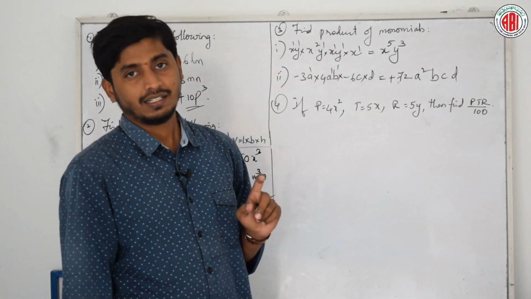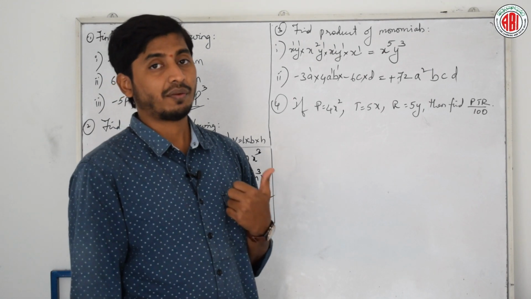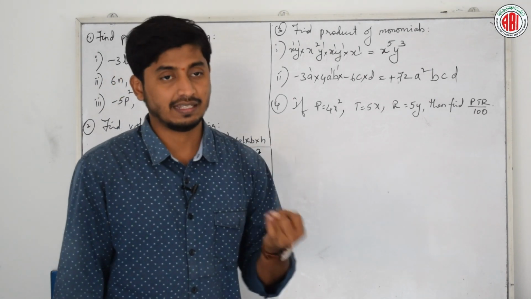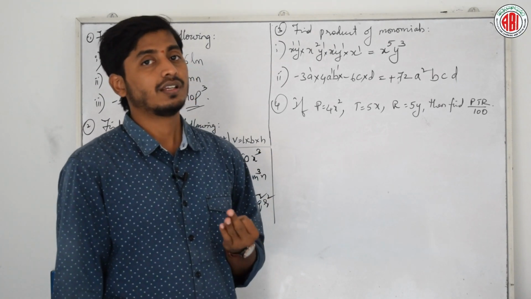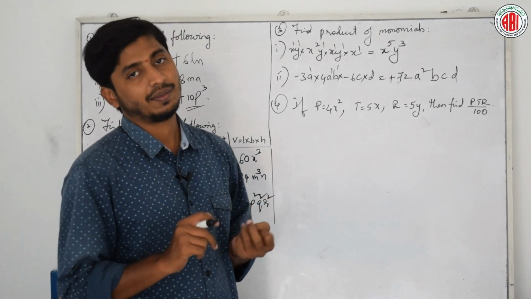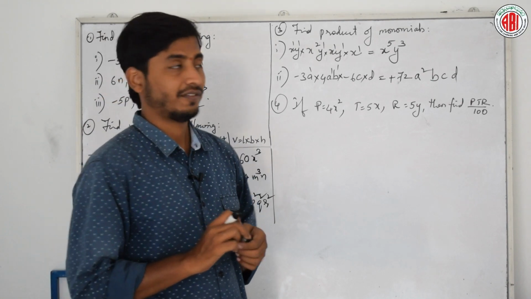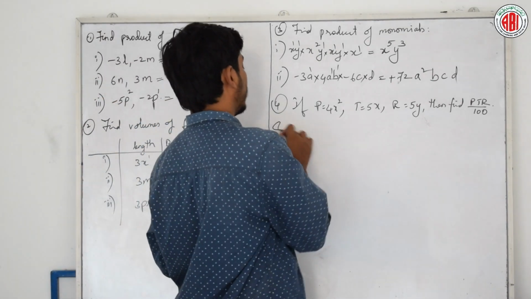Is it right? Yes or no? What is it that we have to remember? First, multiply signs. Second, multiply constants. Third, check the like terms. And then add the powers. Clear? Fine. See this next question.